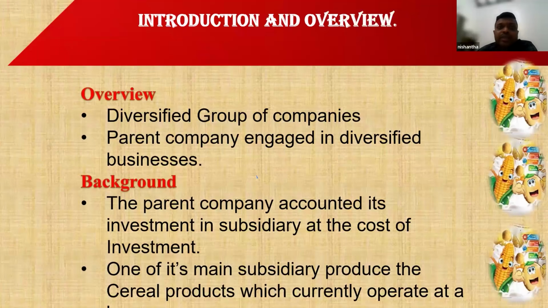First, I gave an introduction and overview: what the company is, how they are operating, what the background is. Here I said that this is a diversified group of companies, and how they have accounted for the investment in subsidiary at the cost of the investment, and I am explaining the context. Background, you have to elaborate. Remember, one of the comments made by the panelist was that my content is a little bit bulky.